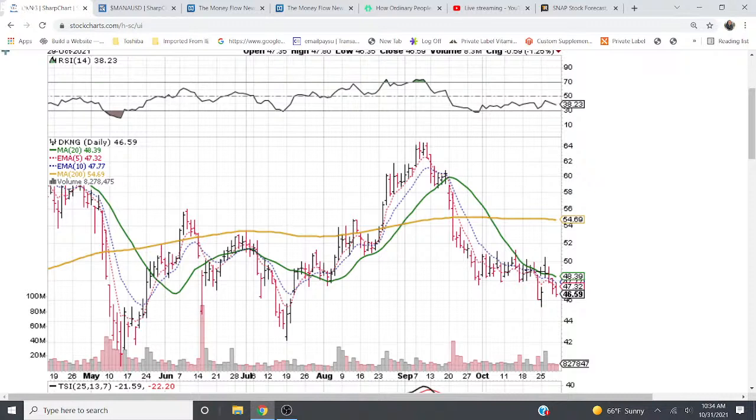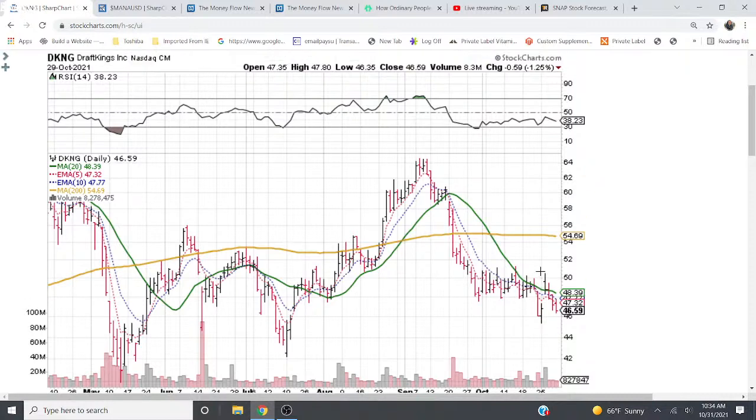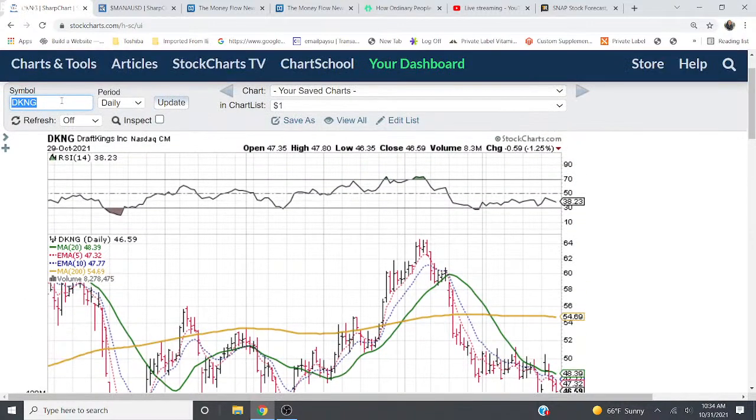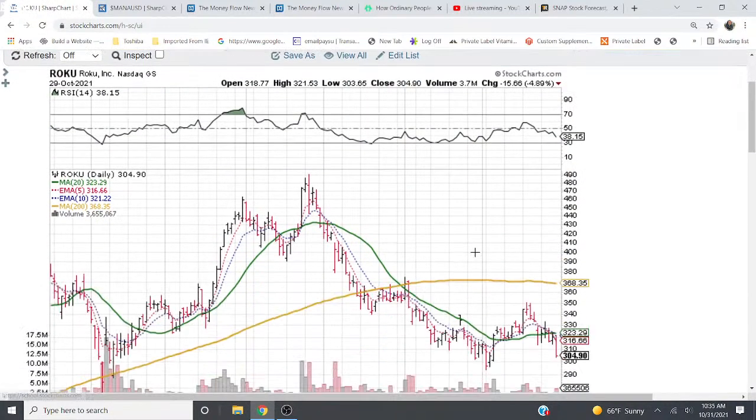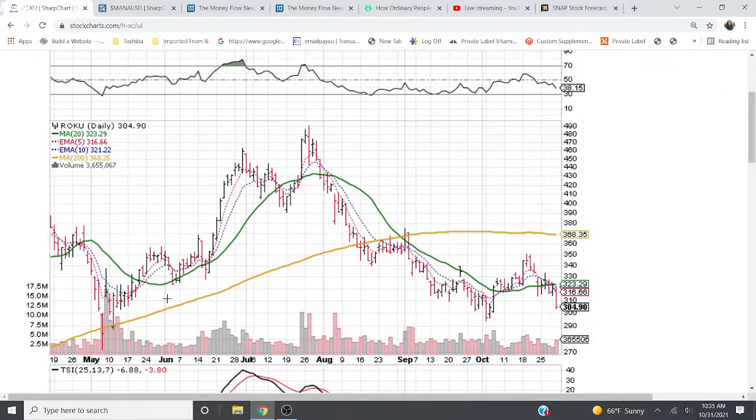No, you're too late on Z. Z's already on the move. Let's look at Roku. Roku's breaking down. I mean, technically, stage 4 decline. We're right in support. Yeah, we just got to wait and see. You know, does it hold it? I don't know.